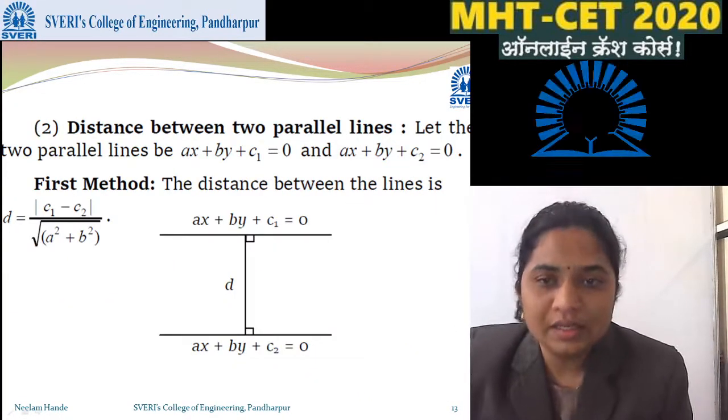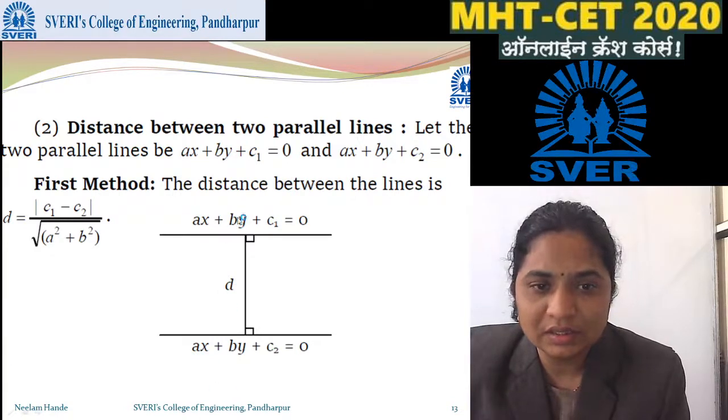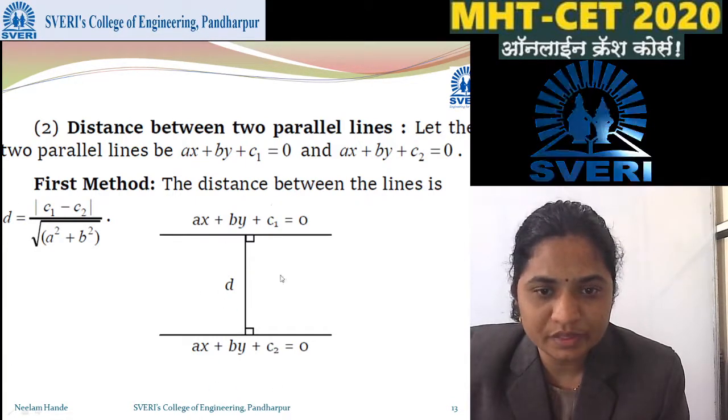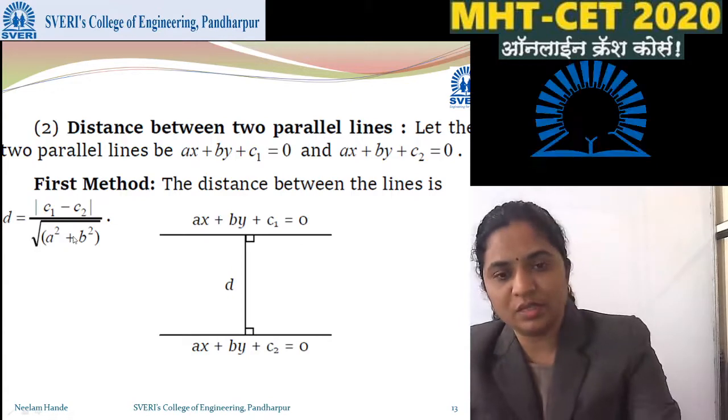Distance between two parallel lines. Suppose these two parallel lines are there, then the distance between these two is mod of c1 minus c2 upon square root of a square plus b square.